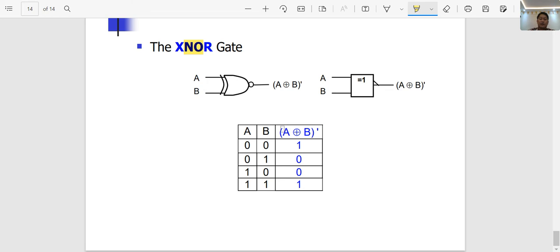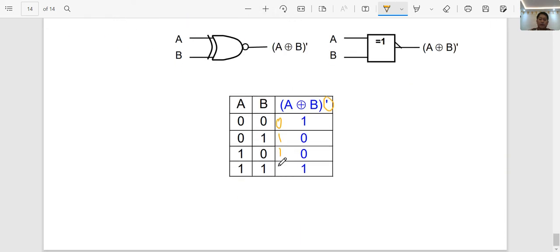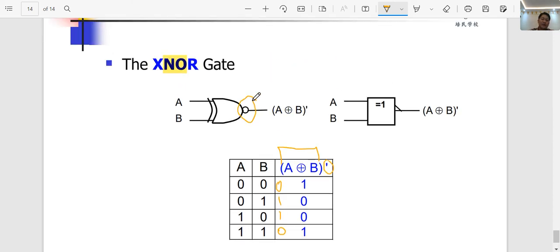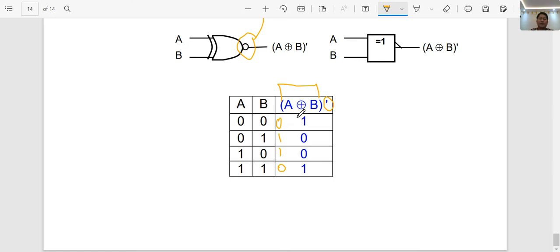So from here, let us verify without the usage of the prime. You just get A XOR B. 0 0 is equivalent to 0, 0 1 is 1, 1 0 is 1, and 1 1 is still equivalent to 0. That is only the implementation of A XOR B. But since there is a bubble here, it means it is an XNOR gate. Then you just negate the output. So 0 becomes 1, 1 becomes 0, 1 becomes 0, and 0 becomes 1.